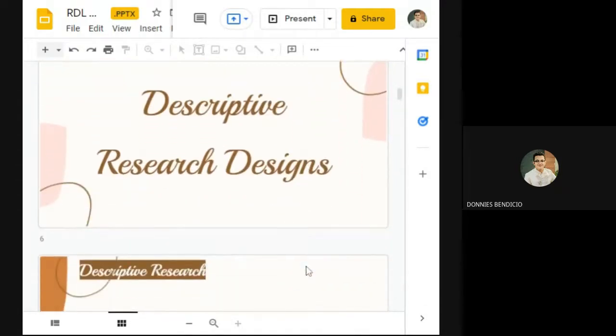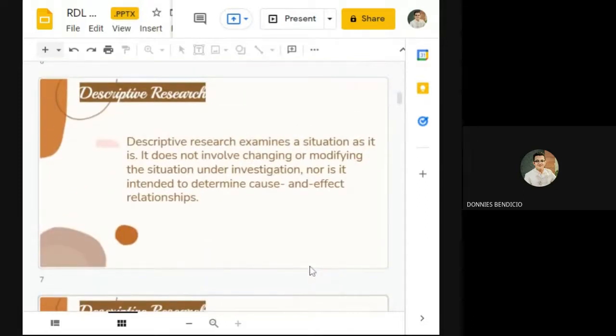So let's proceed with descriptive research designs. Descriptive research examines a situation as it is. It does not involve changing or modifying the situation under investigation. Hindi gaya ng experimental research. Ang descriptive study is more of identifying the natural occurrences as well as the observation that we have in a particular context. So this is how descriptive research goes.